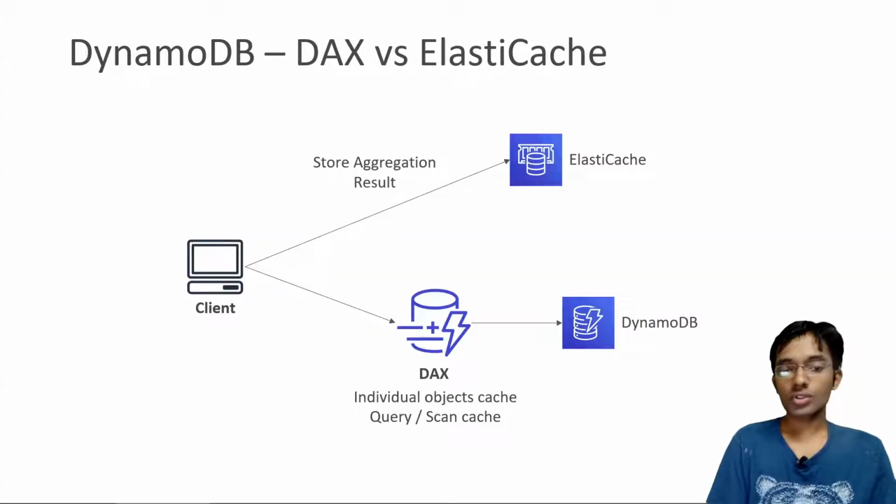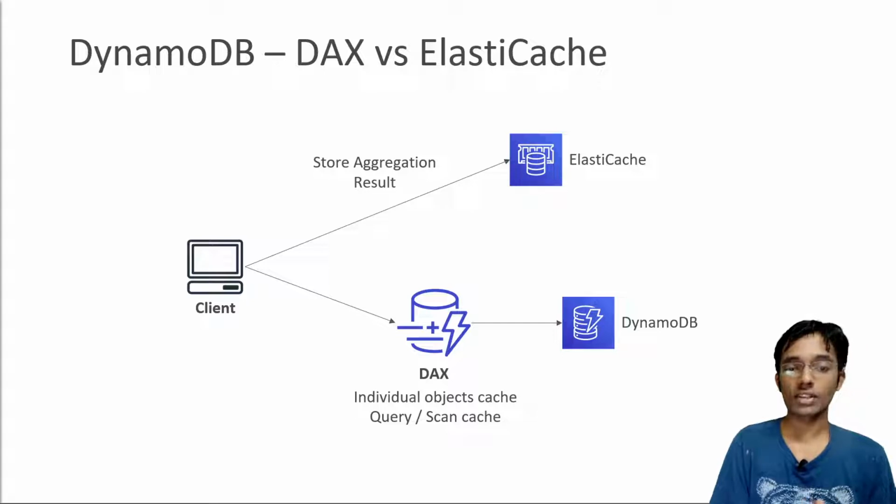So the question is, from an architectural point of view, should you use DAX or ElastiCache for DynamoDB? As a very simple problem, when you have your clients who want to directly access DynamoDB, then the right answer is to use DAX, because you will have the individual objects being cached, indexed, DAXed directly, and even the results of your query and your scan will be cached.